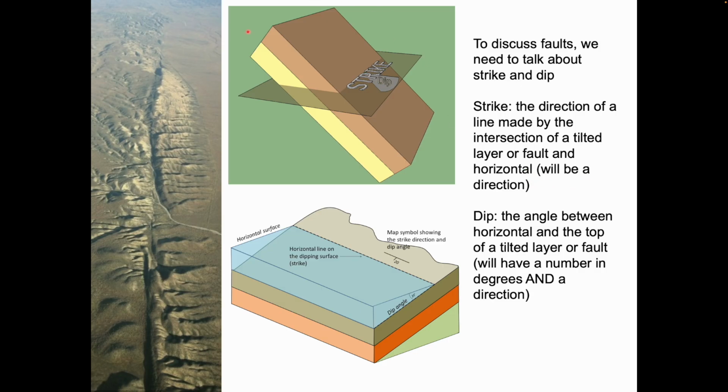We can see in this 3-dimensional model up on top. These tilted blocks of rock have a strike, which is a directional orientation, and a dip, which is the angular difference from horizontal. The dip, again, is the angle between horizontal and the top of a tilted layer or fault plane. That has a number in degrees and a direction. So, for example, on this lower one, it is dipping 20 degrees to the southwest, as shown by this map symbol here. Take a second to look at these diagrams and understand what the strike and dip is.